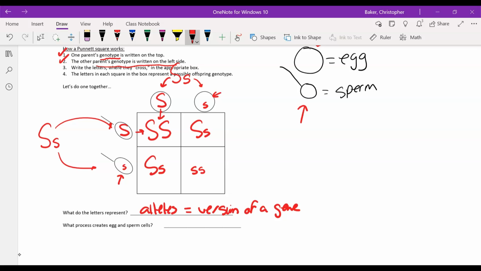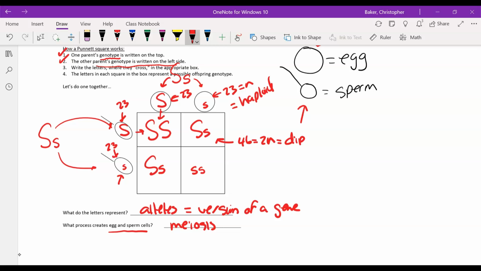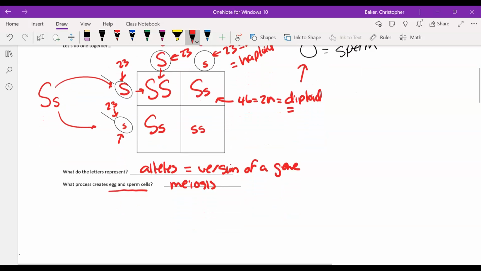What process creates the sperm and the egg cells? Meiosis. Because remember, each of these has 23 chromosomes in them. And to get the 23 chromosomes, which is also called N, which is also called haploid, we do meiosis. Now these cells here have 46 chromosomes in them. So we call that 2N. And remember, we call those diploid because di means 2. That's how that's connected.